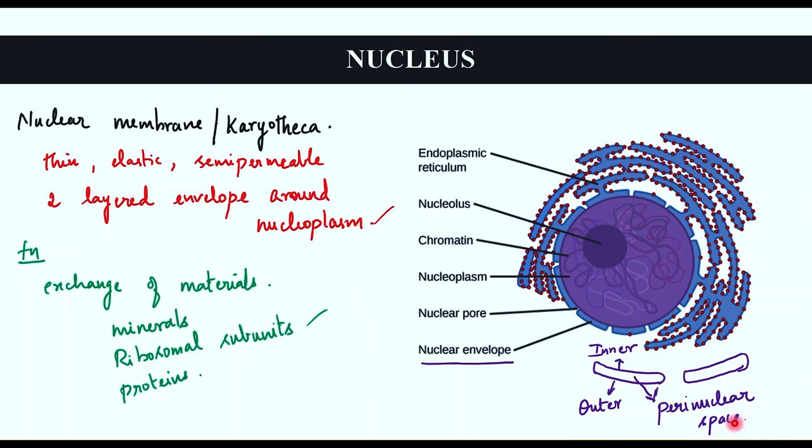Then what is the function of this nuclear membrane? Mainly the exchange of some materials. So this is the main function of the nuclear membrane. Shall we move to the next component?